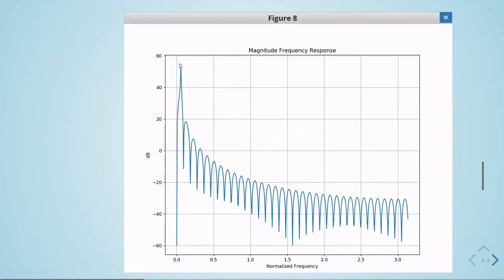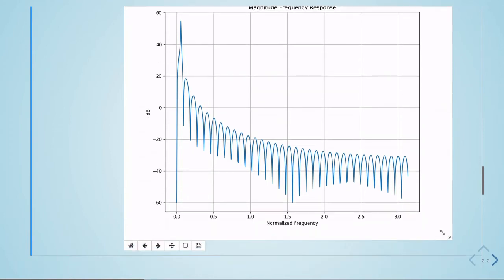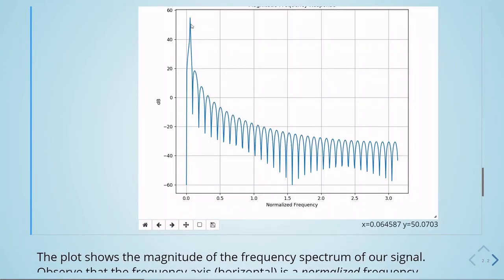We have this value here, 0.05, and indeed if we look here we have a peak approximately at 0.05.